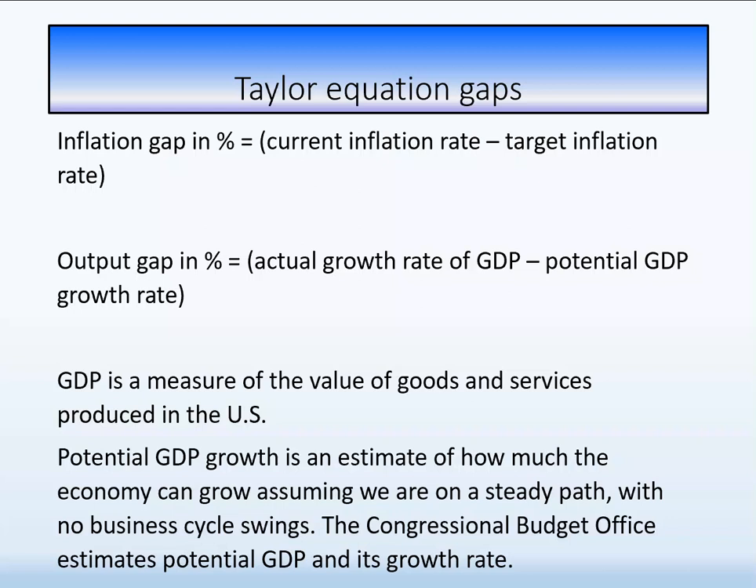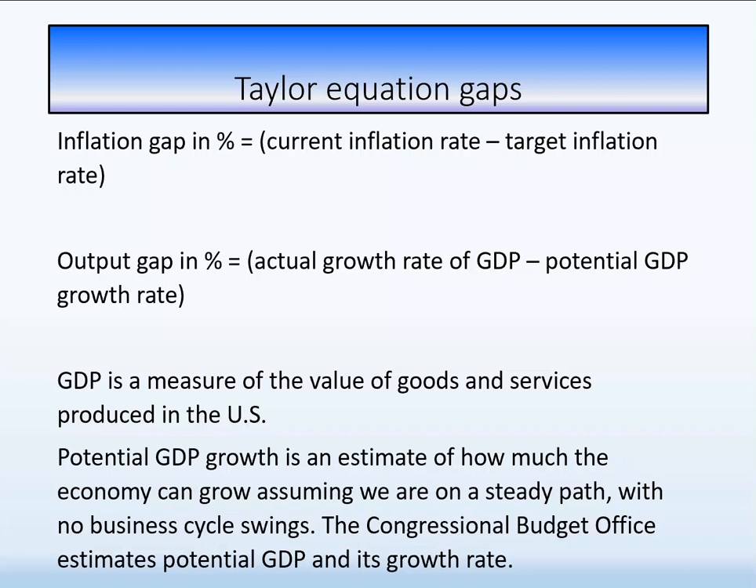The other gap that he has in this equation is the output gap, and that's measured in percent also. It's measured as the actual growth rate in GDP, gross domestic product, minus the growth rate of potential GDP. Now, potential GDP growth is an estimate of how much the economy can grow, assuming we are on a steady path with no business cycle swings.